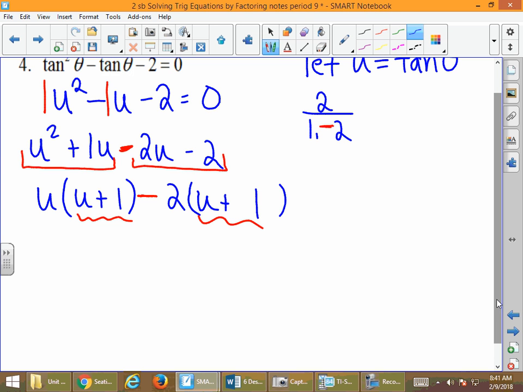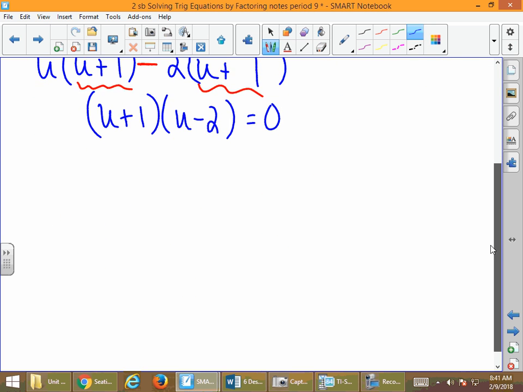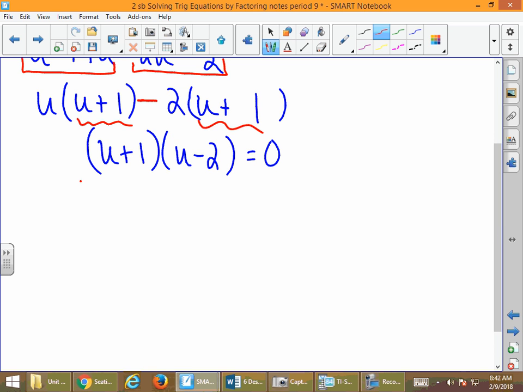But within our groups, we've got U plus 1 and U minus 2. But we used the U to help us factor. But ultimately what we really need to do is go back and put in what U represents, which is back up here at the top. U is really tangent of theta. So we're going to put tangent of theta plus 1 back into our parentheses, and tangent of theta minus 2.